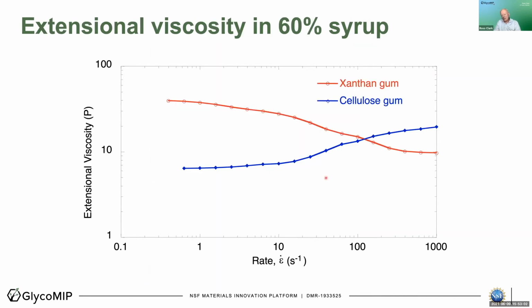So if we measure the extensional viscosity in the syrup, we see that the xanthan gum drops in extensional viscosity. It's extensionally thinning, whereas the CMC is extensionally thickening. And it's that extensionally thickening characteristic that causes it to have long flow. And why is it extensionally thickening? Well, it's what's called a random coil polymer, and that's a very flexible polymer. And as you pull on it, it actually expands its hydrodynamic volume and thus increases its extensional viscosity. Xanthan gum is a more rod-like or worm-like chain, and therefore it does not expand its volume.